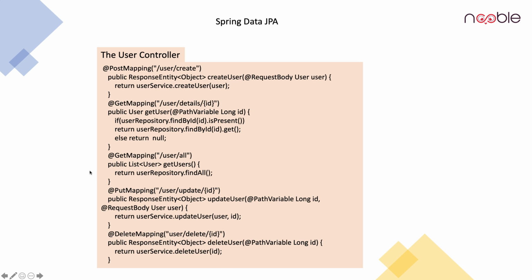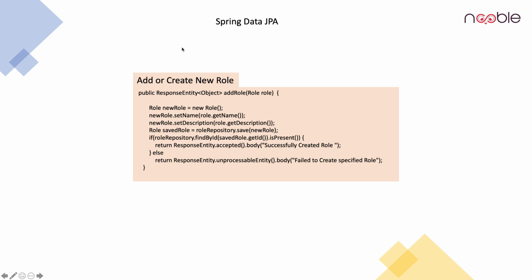These are the two methods that we are defining in the controller, the read methods to get all and to get by ID. Now talking of the role entity, we are doing all the CRUD operations with the role entity also. So we'll talk of the role entity where we are having the add role method.